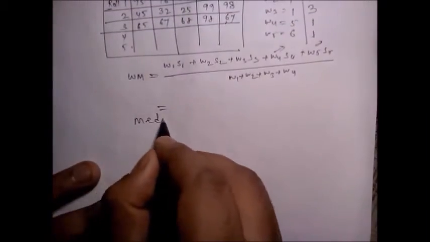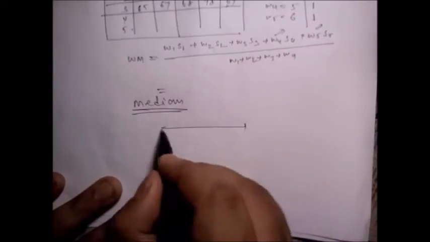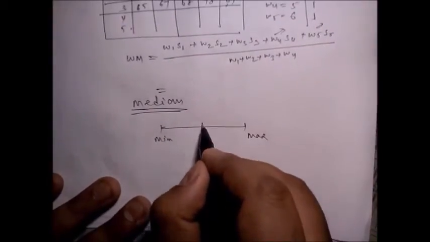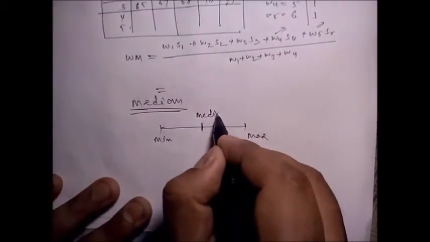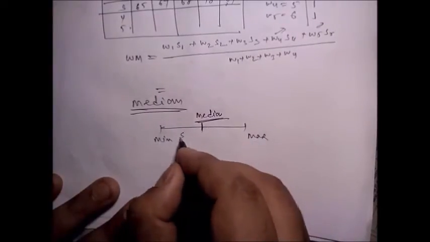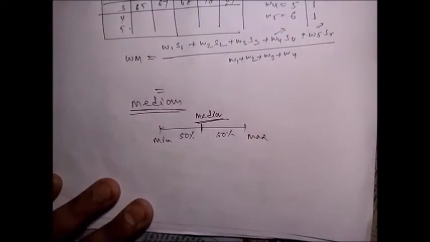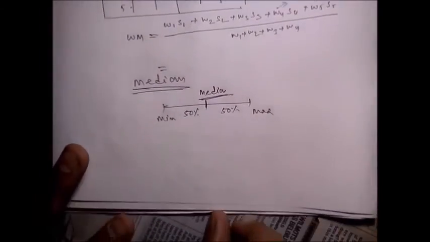Next we talk about the median. So what is median? The median is the value of the variable which divides the data into two equal parts. Suppose one data set is there, here is the minimum and here is the maximum. Identify the value which divides it into two equal parts: the left portion is 50% of the data and the right portion is 50% of the data. So this is the median.